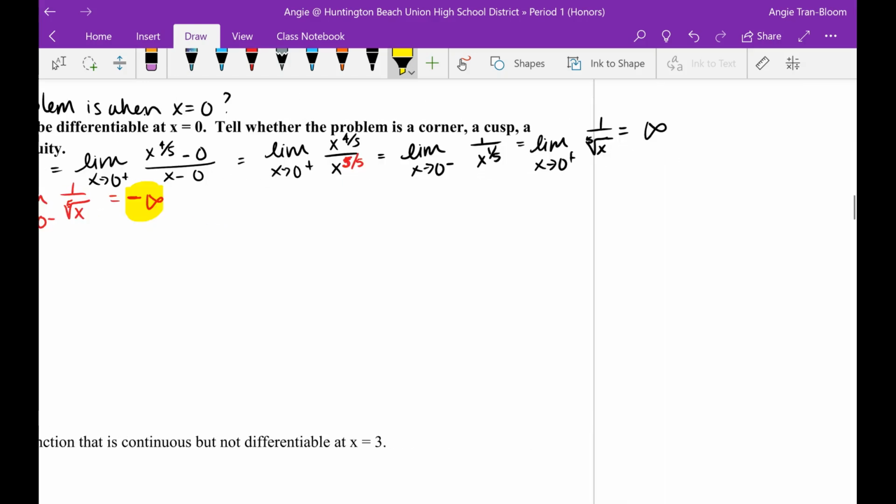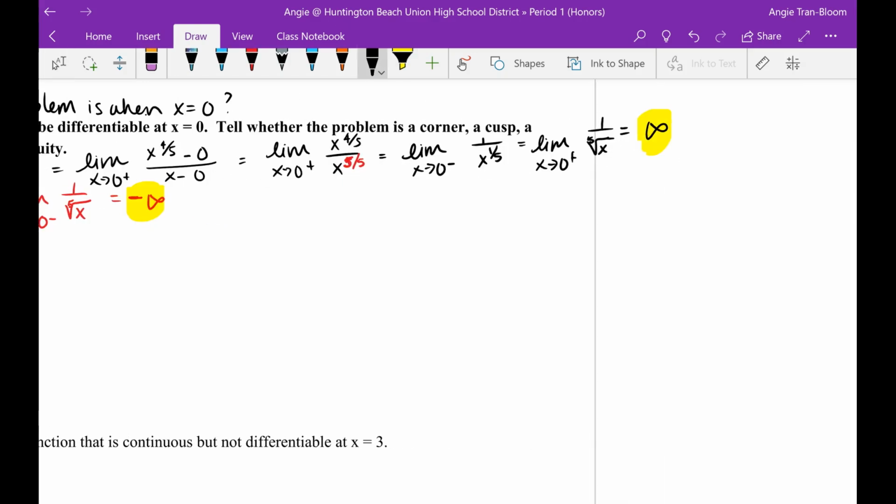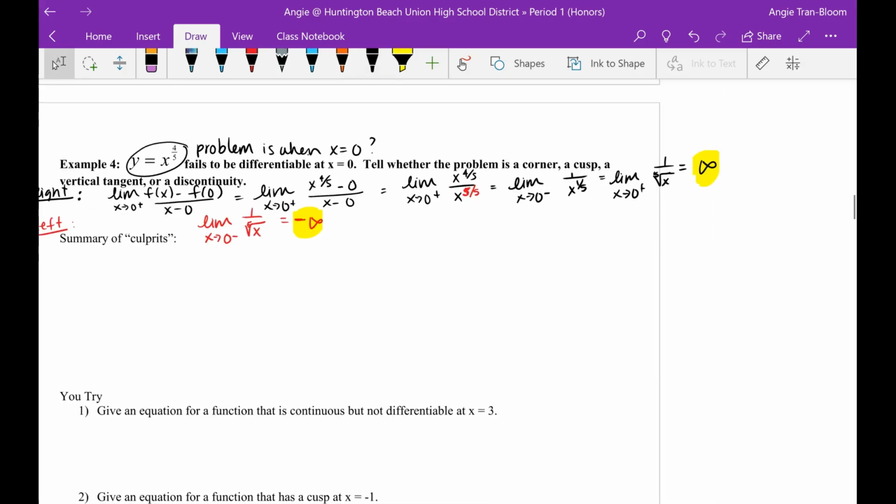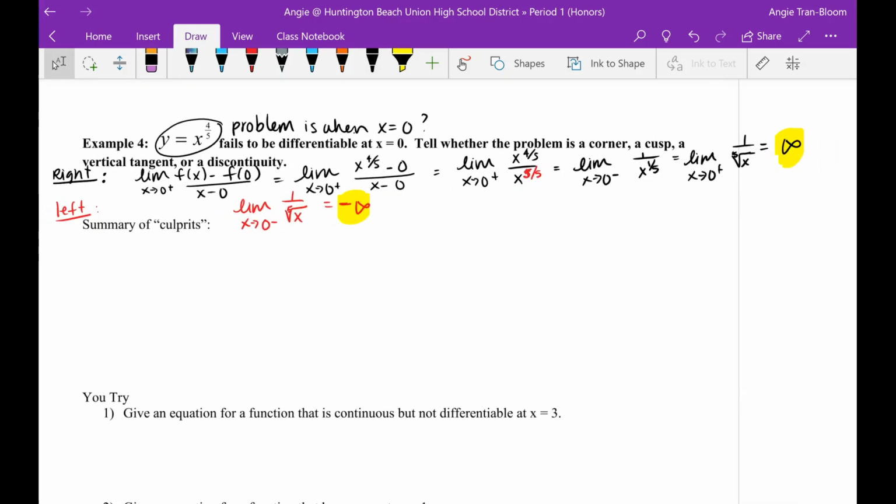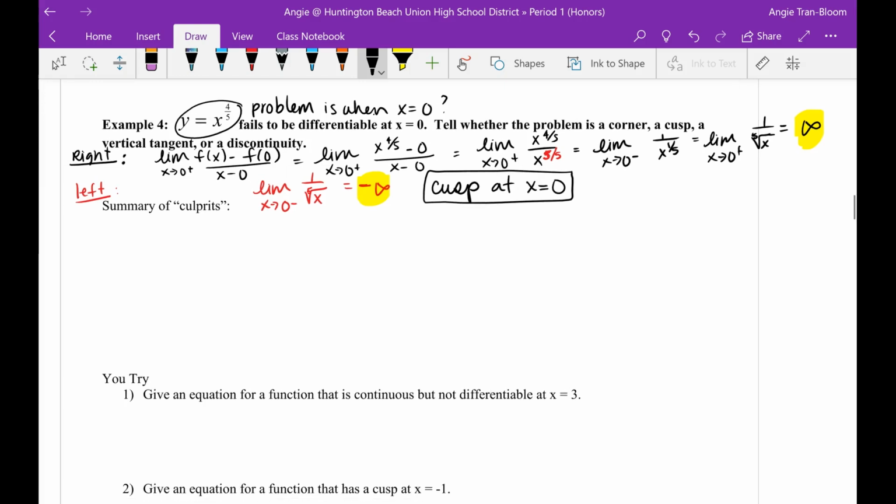Because one side is negative and one side is positive, based on your definition, out of the 4 definitions of non-differentiable, this is the cause for a cusp. Okay, so there is a cusp at x equals 0, because one side is a positive infinity and one side is a negative infinity. Okay, we're going to do a summary, and then this is the end of our video notes.